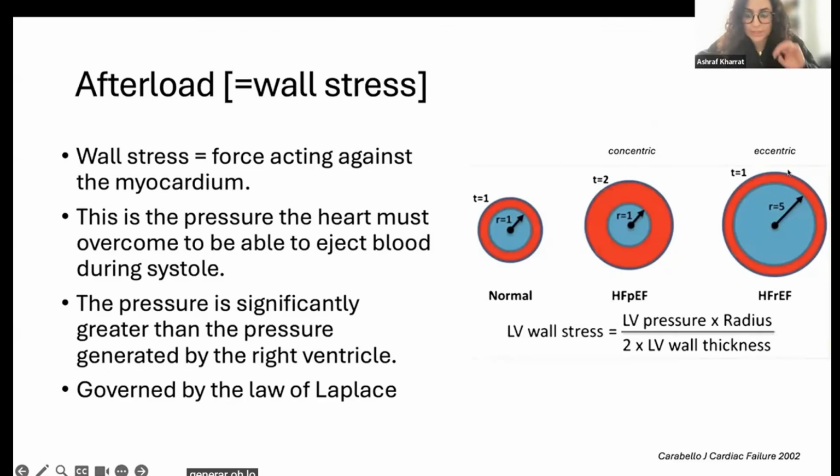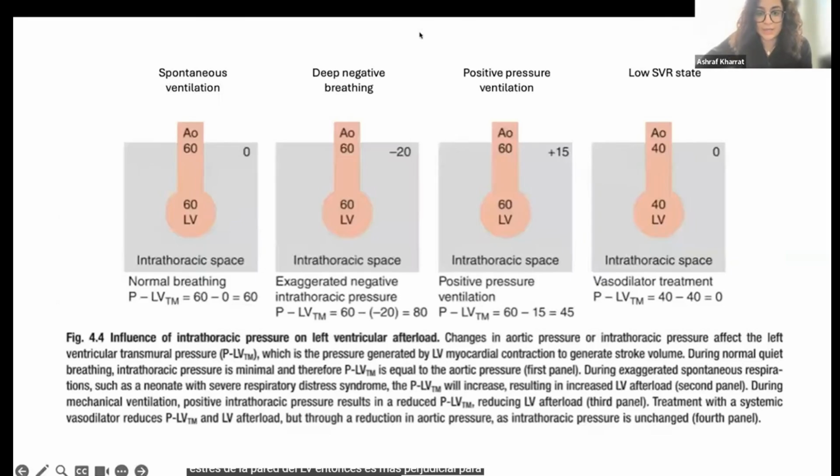Versus eccentric remodeling, so dilation, where you see an increase in the radius while trying to maintain the same thickness of the LV wall. So you can see if the radius is increased, but everything else is maintained the same, that will actually increase the LV wall stress. So it's more deleterious for the left ventricle. So let's take a look at how this works in combination with different respiratory situations.